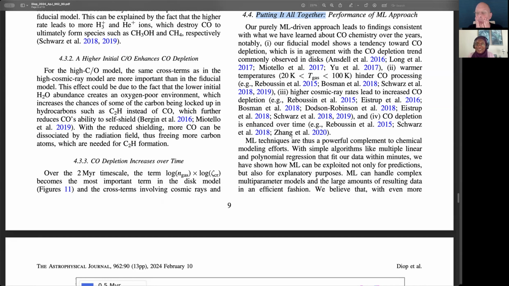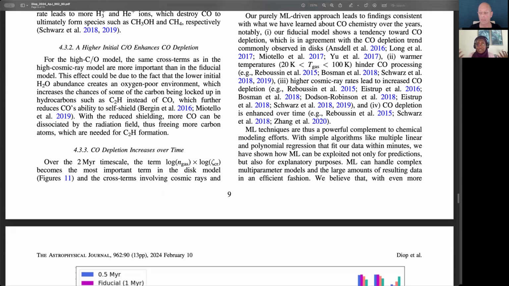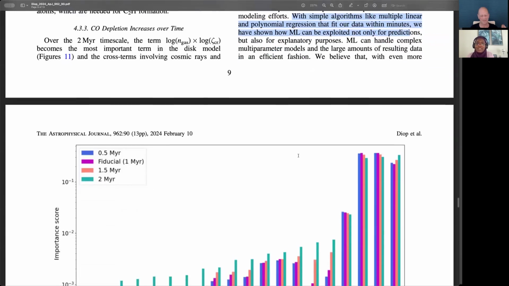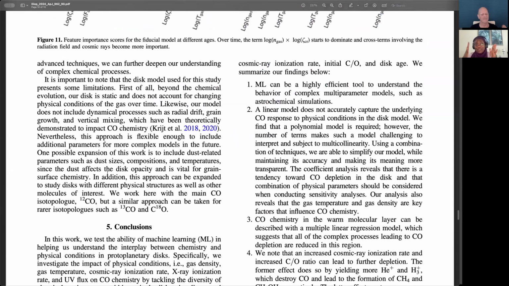So all in all, this is doing pretty well and showing that machine learning techniques could be a useful complement to our chemical modeling efforts. And this is with simple algorithms that can fit the data within minutes. We can even go more complex and try more techniques. More tools are also being developed to make machine learning models not just black boxes, but more interpretable. That could be something that can be explored in the future.